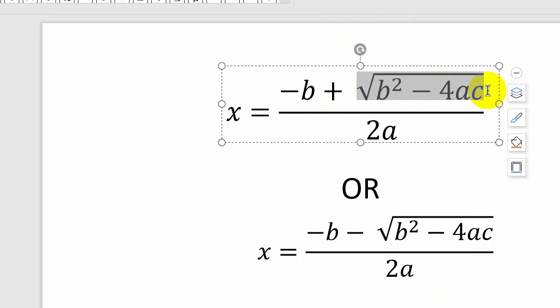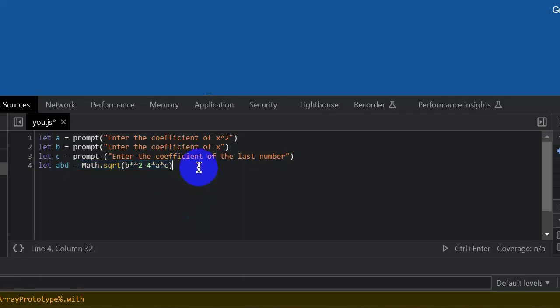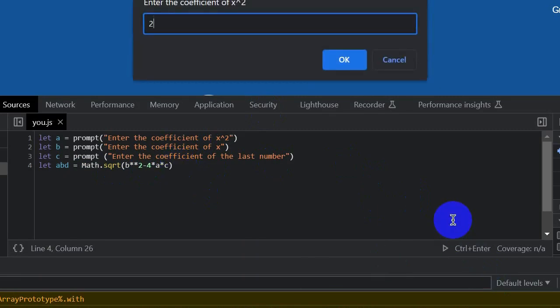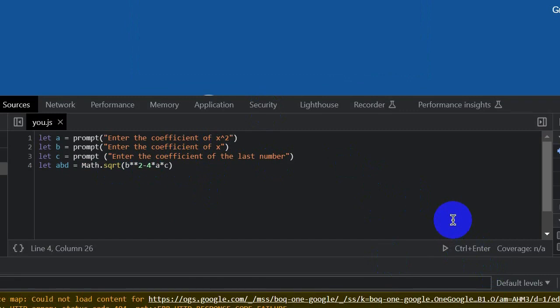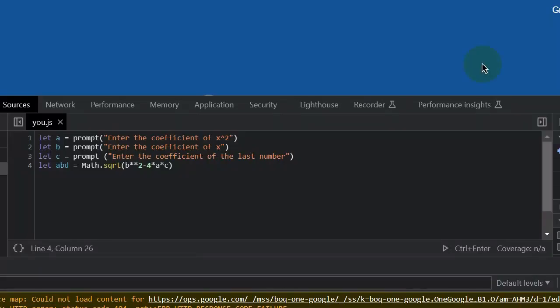In the next step, you're going to see what the computer will do. I've told you to write the square root of everything. If you click on it here, you're going to have some problems. It will think that this minus is only for this 4, but it's not only for the 4, it's for everything. So I have to put this 4AC in brackets, right? This is the correct formula.